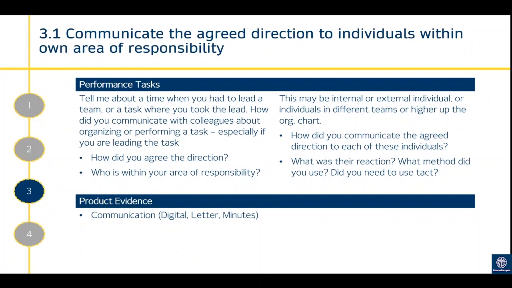Moving on to the third outcome, 3.1, is communicate the agreed direction to individuals within your own area of responsibility. Communicate, so this is specific about communication, and therefore product evidence should be digital communication, letter or meetings of minutes. So it's quite easy to get product evidence for this criteria. Communicating the agreed direction to individuals within your own area of responsibility, that is where you're assigning tasks.